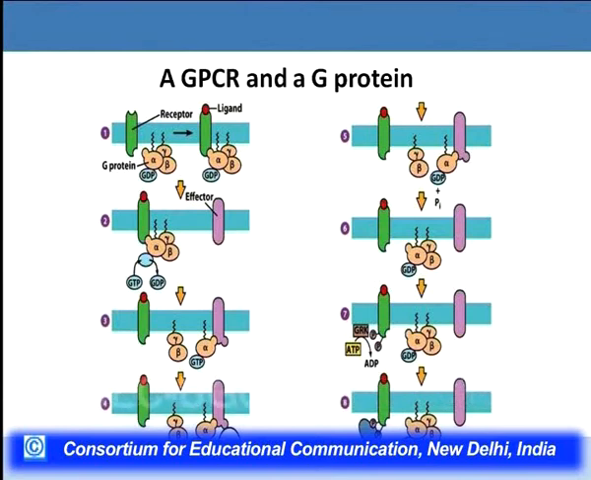This effector molecule then leads to a series of changes. For example, if the effector molecule is adenylyl cyclase, it will lead to production of cAMP, that is cyclic AMP, from ATP. This cAMP will then activate a large number of other enzymes. After it has activated the effector molecule, this GTP will be hydrolyzed and converted back to GDP, which will lead to inactivation of this particular alpha subunit. It will go and bind back with the beta and gamma subunits, leading to formation of inactive G protein. So this keeps on happening. Depending on the binding of the ligand, G proteins keep getting activated and deactivated so that a cell functions normally.